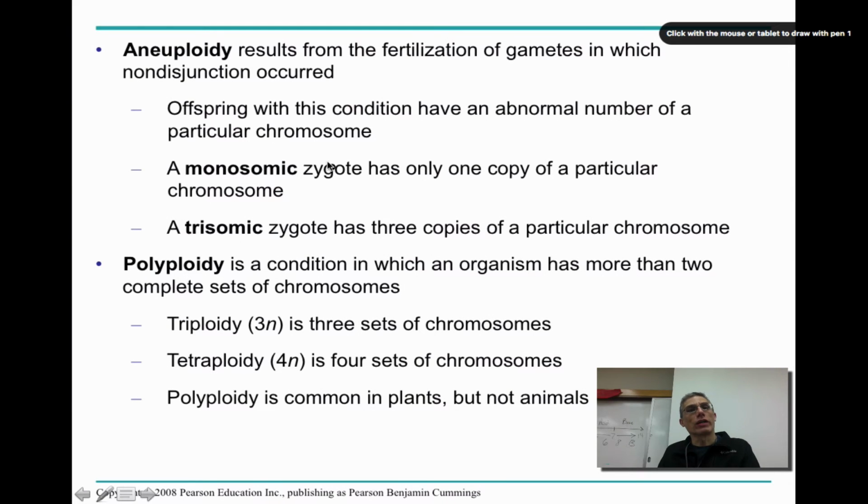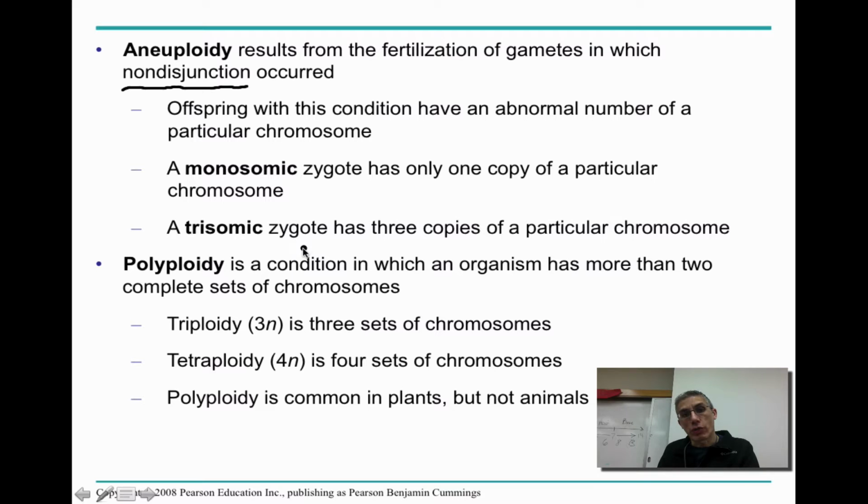Now, we have something called aneuploidy, which results from the fertilization of gametes in which nondisjunction has occurred. Offspring with this condition have an abnormal number of particular chromosomes, like we said. One group we call a monosomic zygote, and this is a situation where it has only one copy of a particular chromosome.